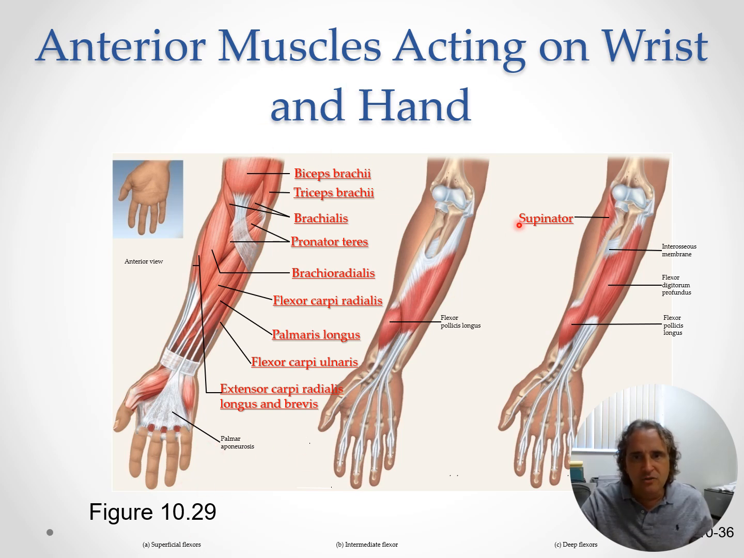One quick thing, the supinator. Supinator is very, very deep. Can't see it on this model. I can remove everything, but it's right up against your humerus and your radius, and you can't see that muscle on this model. You can see it on another one, but because I don't know which modality you're taking this test, supinator will not be on your final. But all the other ones you see could be.